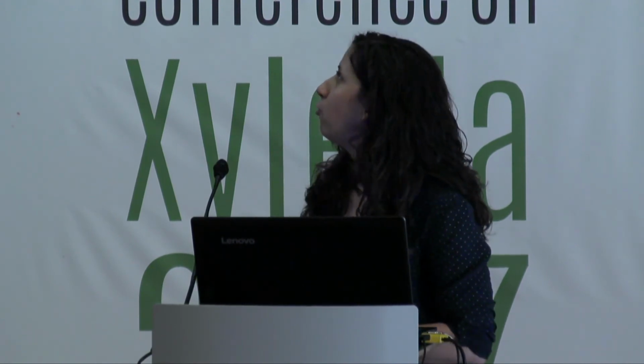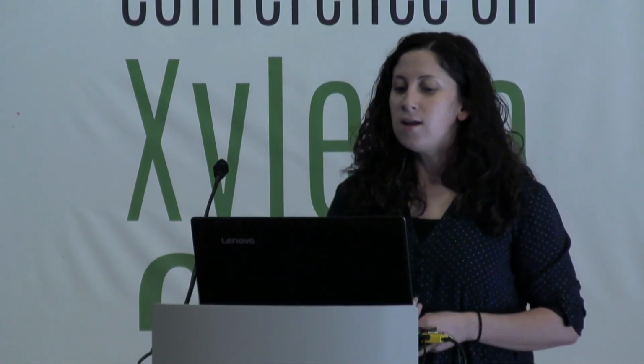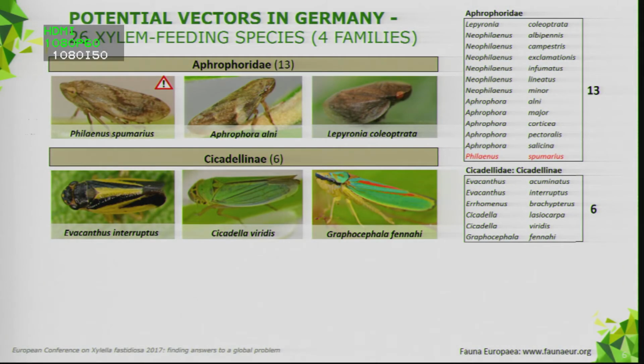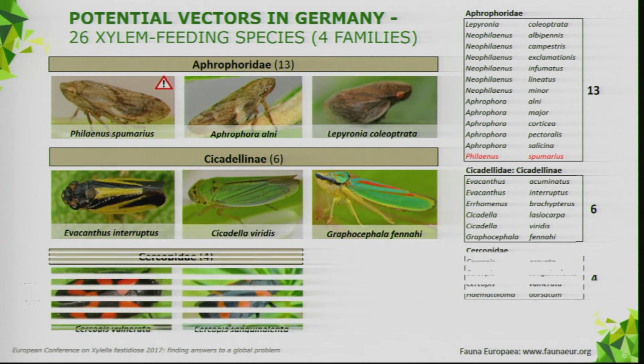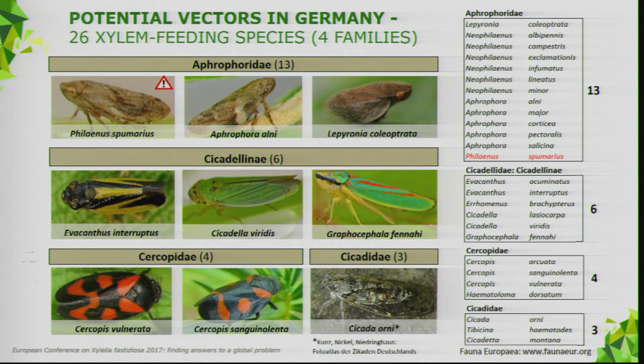According to literature, Germany has 26 species of xylem feeders out of 4 families: 13 species of Aphrophoridae, like Philaenus spumarius, Aphrophora alni, 6 species of Neophilaenus, as well as Lepyronia coleoptrata, for example; 6 species of Cicadellinae, like Evacanthus interruptus, Cicadella viridis, and Graphocephala fennahi; 4 species of Cercopidae, and 3 species of cicadas.